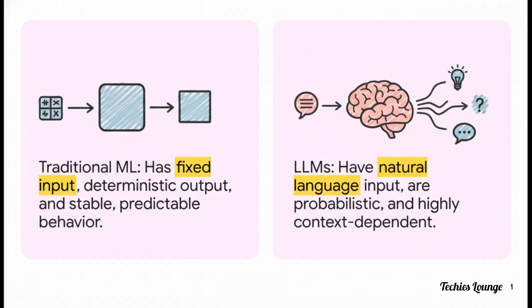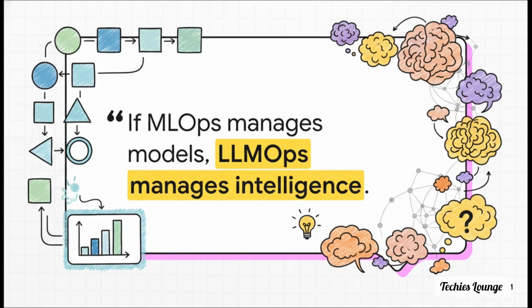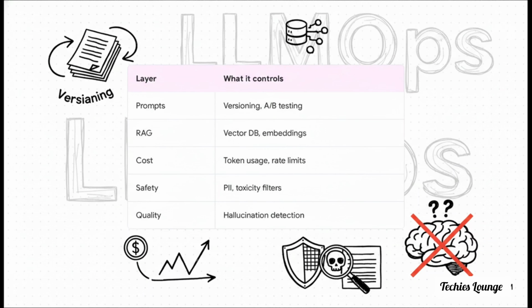Traditional machine learning, it's deterministic. You put the same input in, you get the same output out, every time. But LLMs, they're probabilistic. They're driven by the tiny nuances of language and context, which makes their behavior way less predictable. The old rulebook just wasn't built for this kind of fuzziness. This quote right here just nails the difference. If MLOps manages models, LLMOps manages intelligence. Just let that sink in for a second. We've shifted from managing a predictable component to managing a complex, dynamic system that actually reasons and generates. That changes everything.